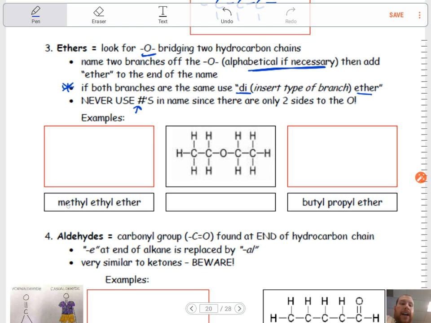So here, I've got methyl ethyl ether. So ether's my clue that I'm starting in the middle with an oxygen. And then I've got 2 branches coming off of that oxygen.